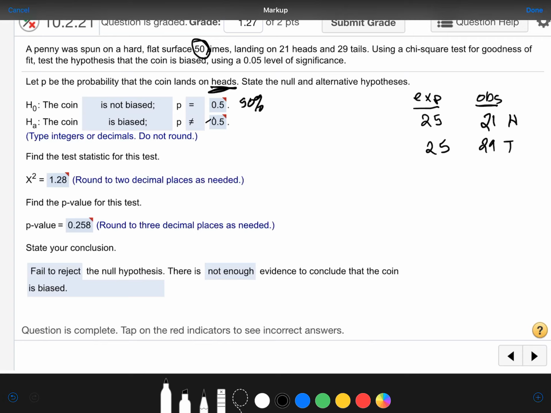Now I've got my expected and my observed, and now I can go in and run that goodness of fit test again. And this one actually says goodness of fit. So anytime you're comparing what you expected with what you observed, that's always a goodness of fit test.